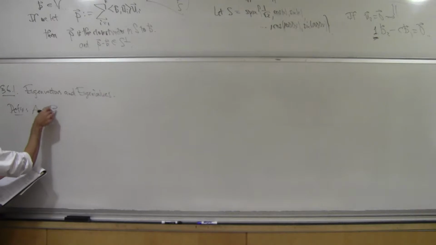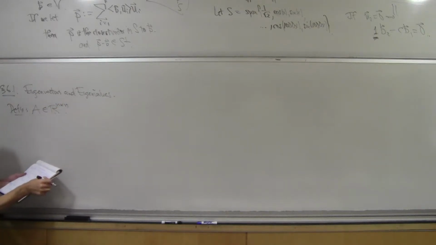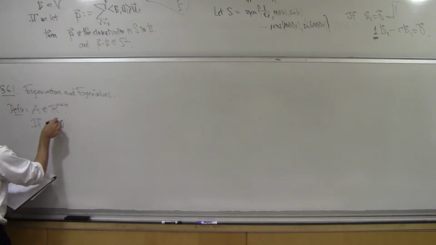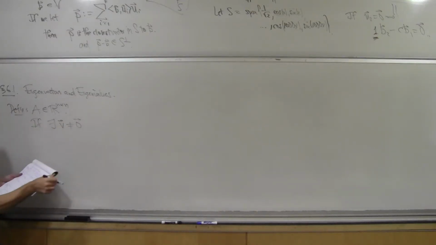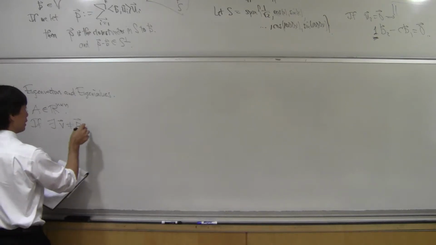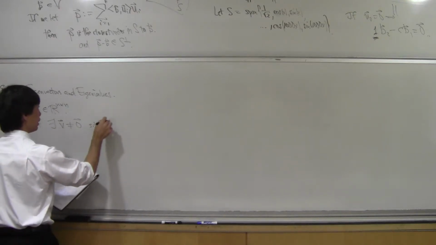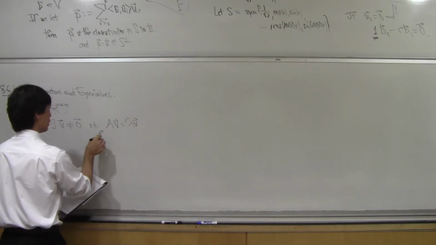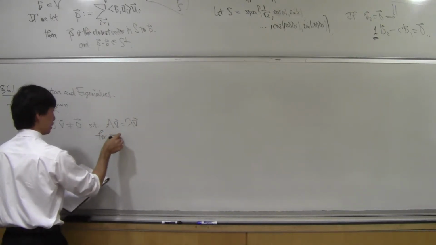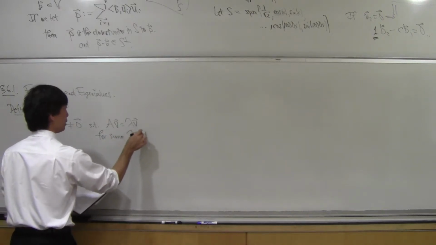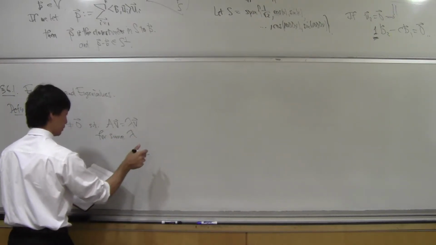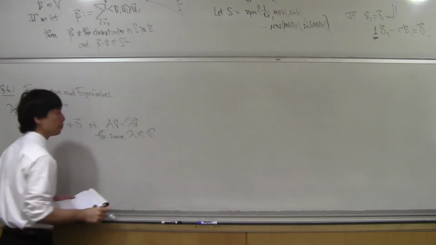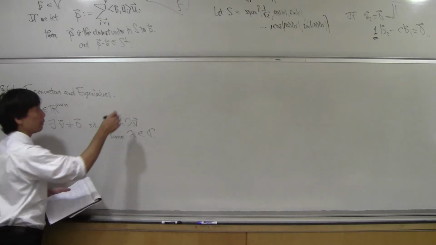You have some square matrix A. If there exists a non-zero vector v such that A times the vector equals lambda times the vector, for some number lambda, which could be a complex number. So this C means complex numbers.